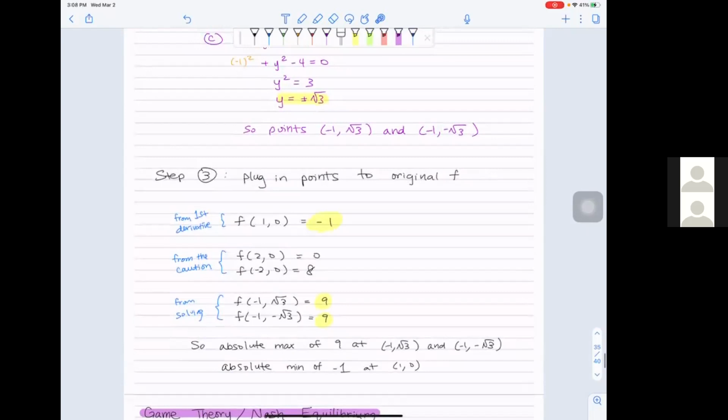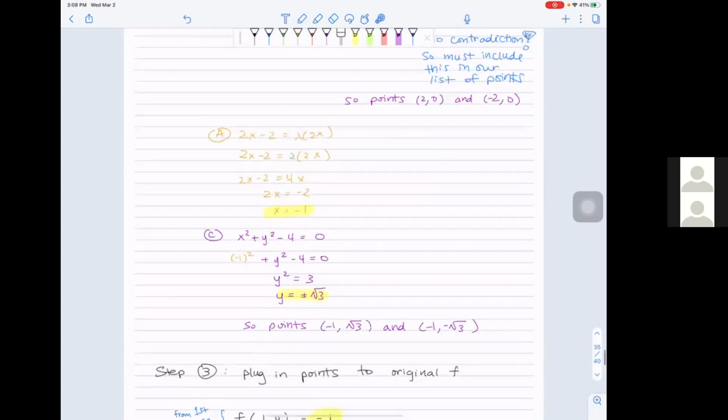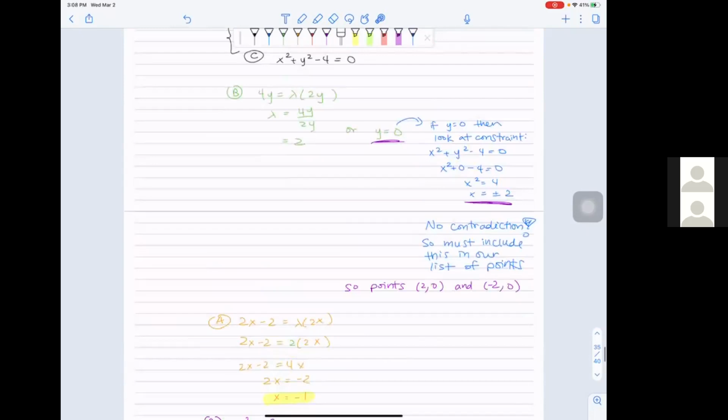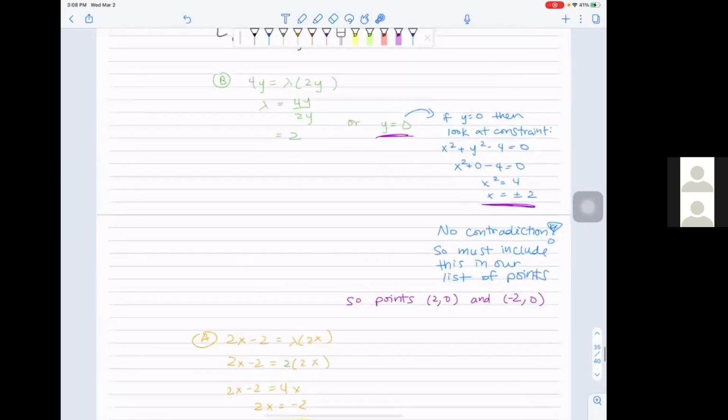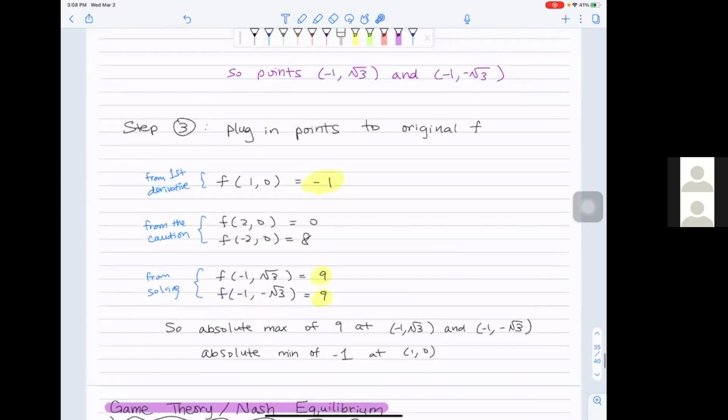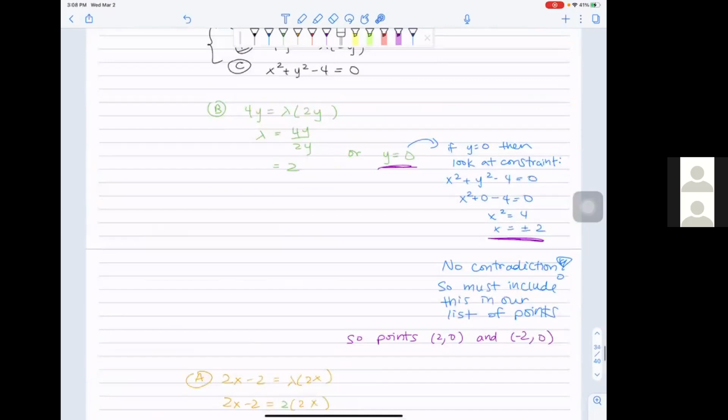Okay. Any questions on that? Yes. From the caution, the caution check to see if y could be 0 or not. Oh, okay. Yeah. And then okay, let's do that example.